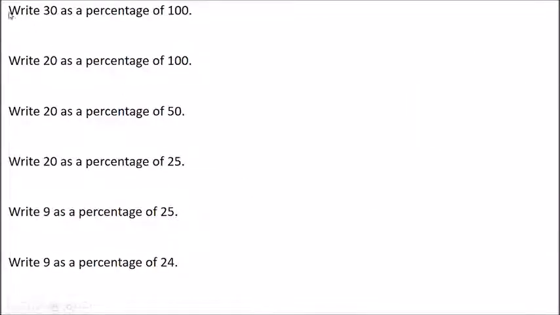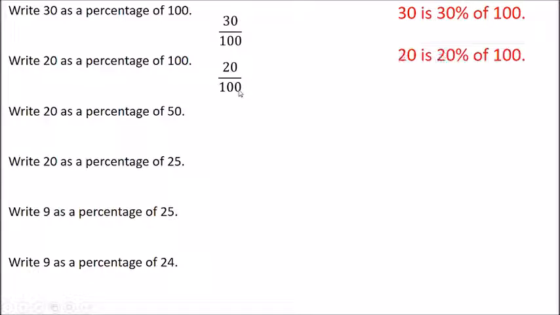First one, let's write 30 as a percentage of 100. So we have 30 out of 100. We know that percent means per 100. So 30 is 30% of 100 because it's 30 per 100. Let's try this one. Write 20 as a percentage of 100. Well, we have 20 per 100, so we can say that 20 is 20% of 100.